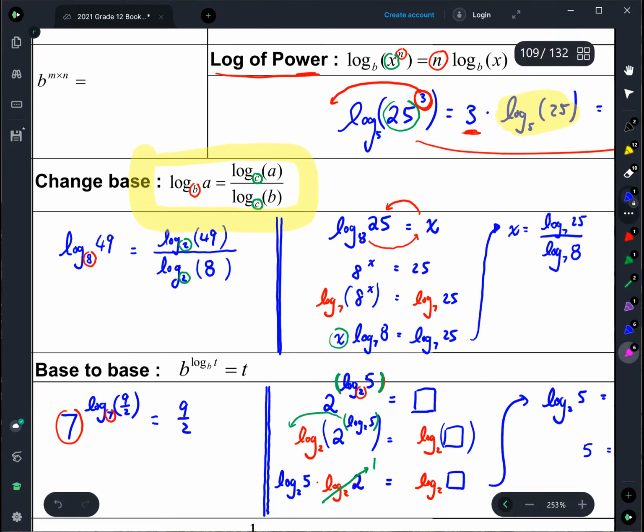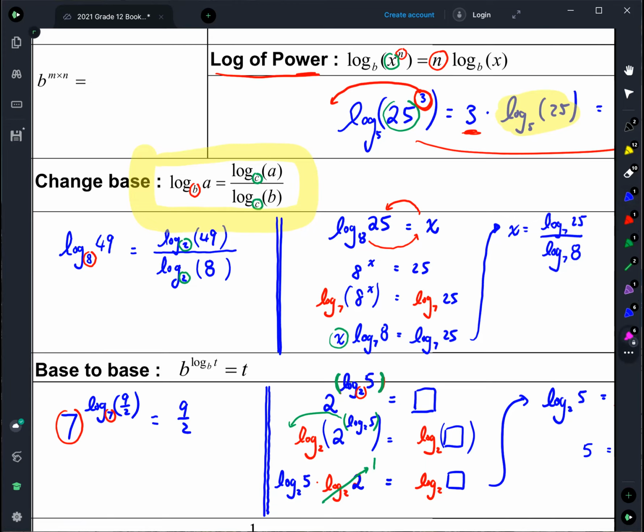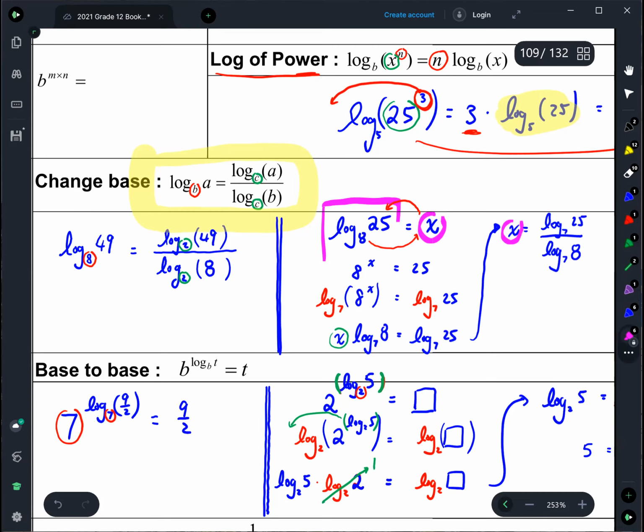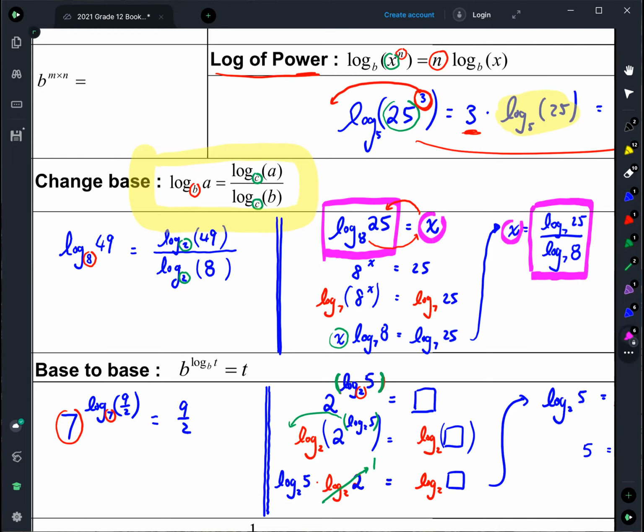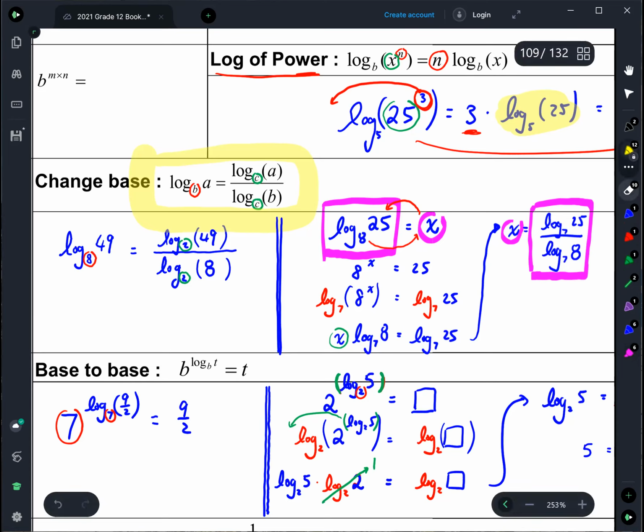Okay, do you follow here? So this is x, right? And x is equal to the log base 8 of 5. So if you take a look at this part, all the pink boxes, they all equal each other. So I have changed log base 8 of 25 into a new base. The new base that I chose is 7, right? I chose a new base of 7.